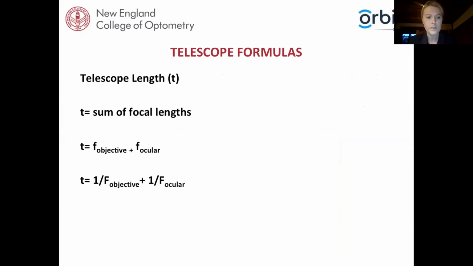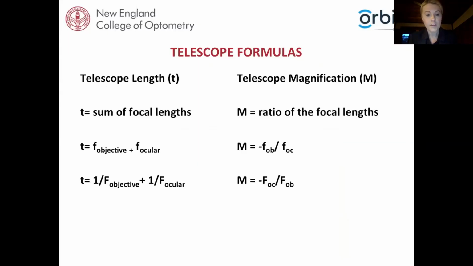So there are different telescope formulas that we have to keep in mind. One is, from our ray diagrams here, we can see that the tube length of the telescope, meaning the distance between the two lenses, is the sum of the focal lengths of the two lenses. And then the magnification is the resultant of the two angles created by those lenses, or also can be a relationship and a ratio between the powers of those two lenses.